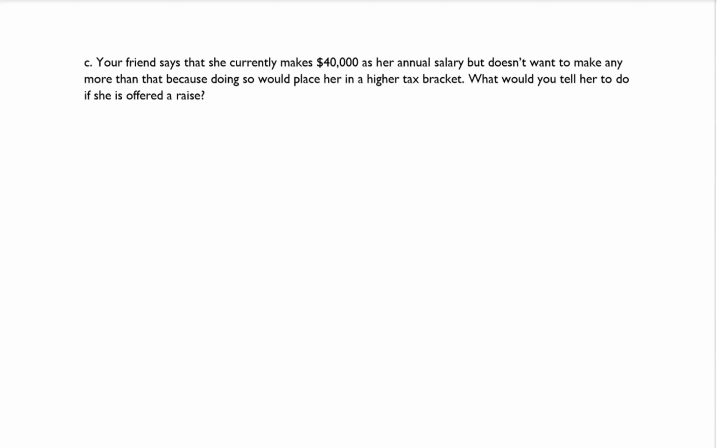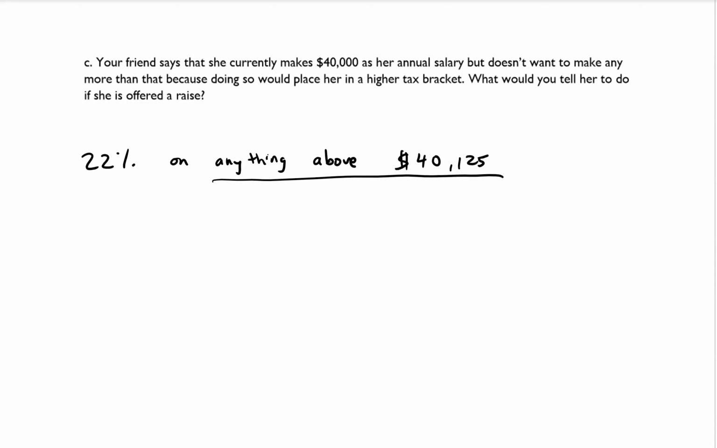So if she's offered a raise, your advice to her would be that she should take whatever raise she's getting. So again, just to reiterate, if you're looking at the tax brackets, she'd only be paying 22% on anything above $40,125. I think this is maybe a misconception that certain people have: you're not paying 22% on your total income, just on the amount that is above $40,125. So again, you would definitely want to tell your friend to take the raise.